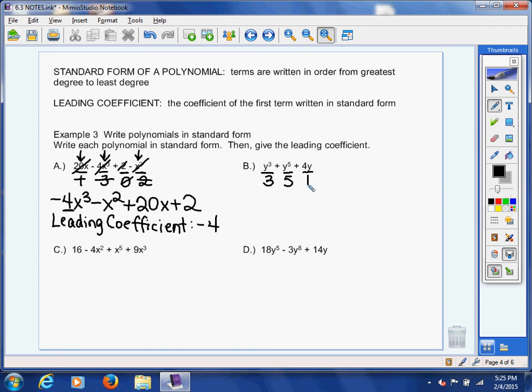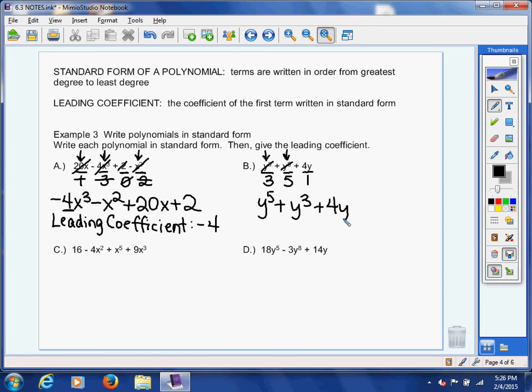Okay? So now what we want to do is we want to put these 3 terms in order from the greatest degree on down to the least degree. And so we're going to start right here with y to the 5th. It's positive, so we're just going to write y to the 5th. Okay? Then we're going to come right next door to the left. We got y cubed. It's also positive. So we're going to write that next. And then last but not least, we got 4y. And that's our last term. So now it's officially in standard form. Y to the 5th plus y to the 3rd plus 4y.